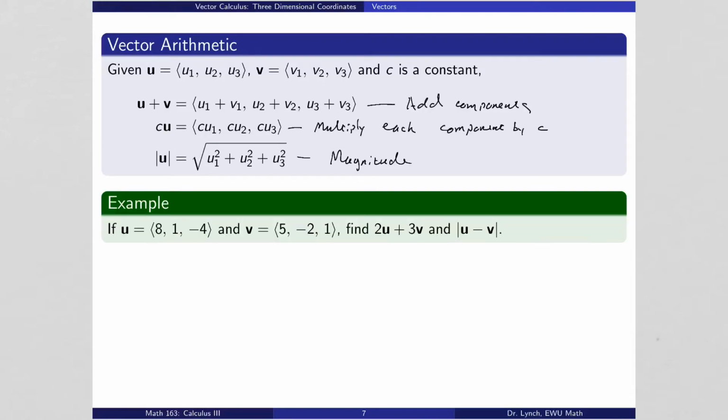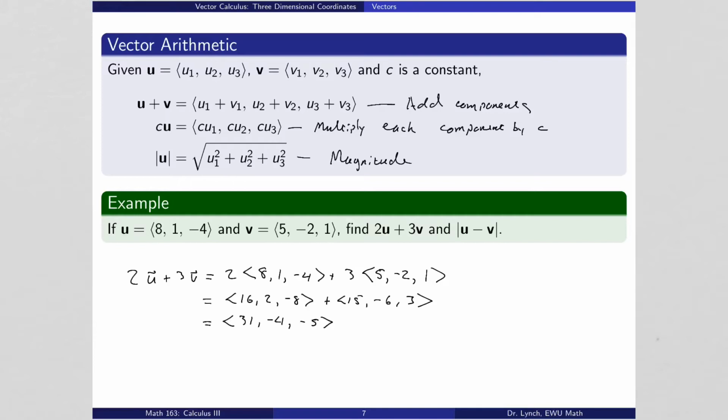So in this example, we're going to find two quantities. We're going to find the vector 2u plus 3v, and then we're going to find the magnitude of the vector u minus v. So first, 2u plus 3v. We can see here the first step, scalar multiplication, multiplying each vector by the scalar, and then the second step, vector addition, adding the components, and we end up with a new vector, and that new vector is 31, -4, and -5.